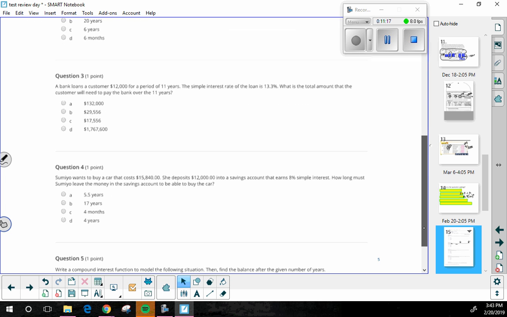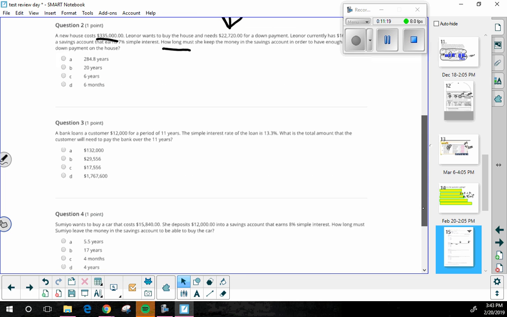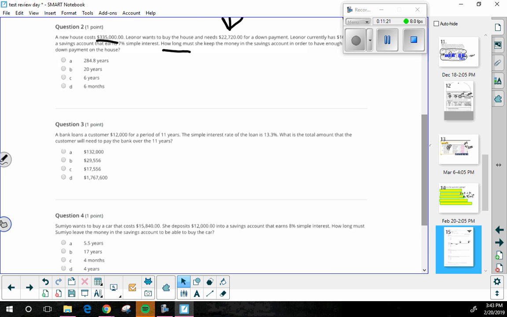This one's pretty cut and dry. A bank loans a customer $12,000 for a period of 11 years. The simple interest rate of the loan is 13.3. What's the total amount? Do you need to use a chart for this one? No. Luke, sit up, please.